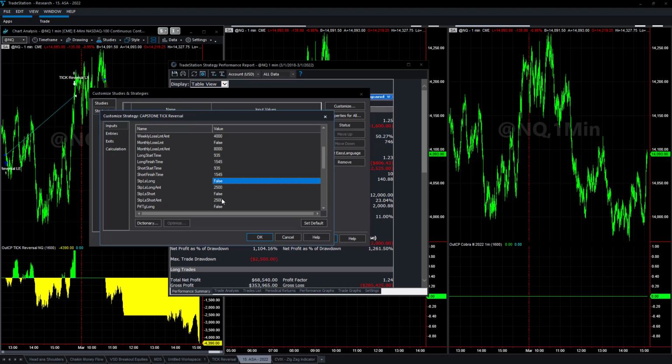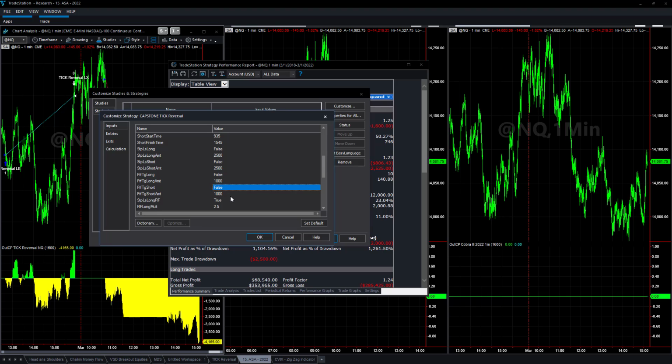And then you exit. We have an exit time down here 5 minutes before the end of the day session, and exit on close is set to true. And what you also have here is the stop loss long set to false, stop loss short set to false, profit target long set to false, and profit target short set to false.